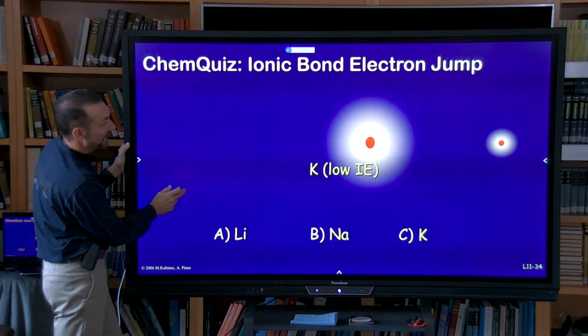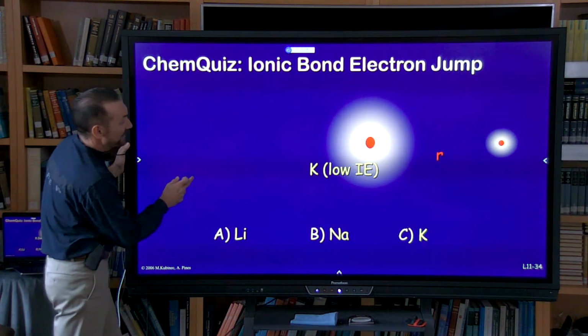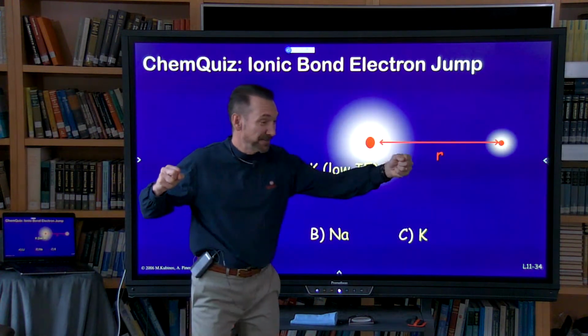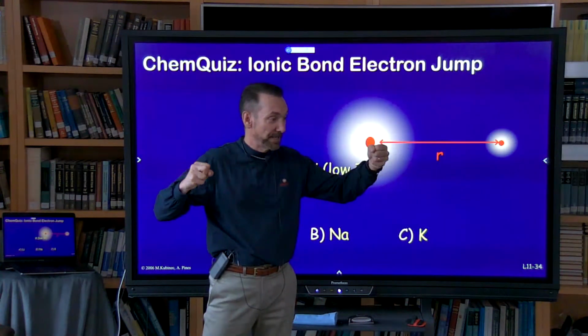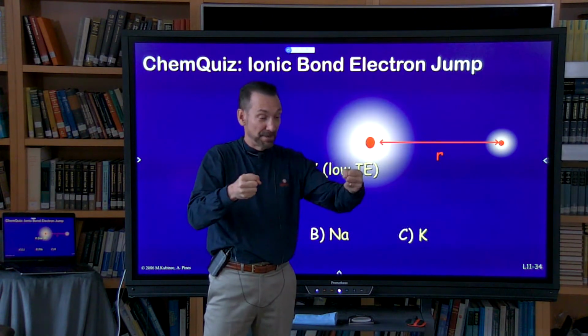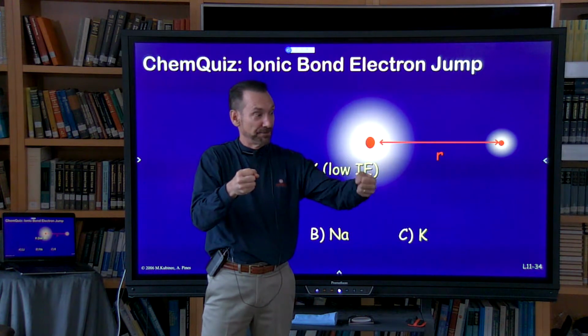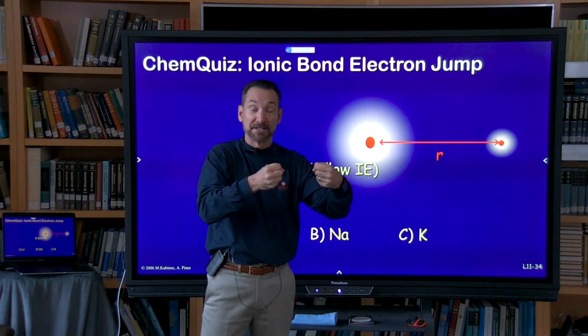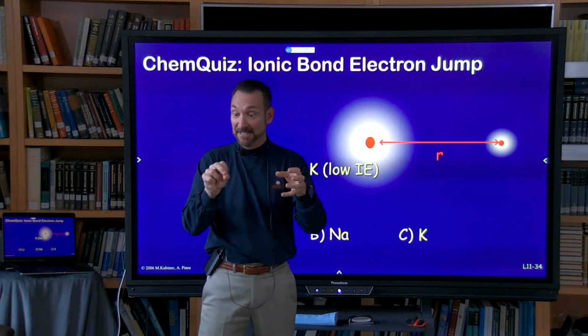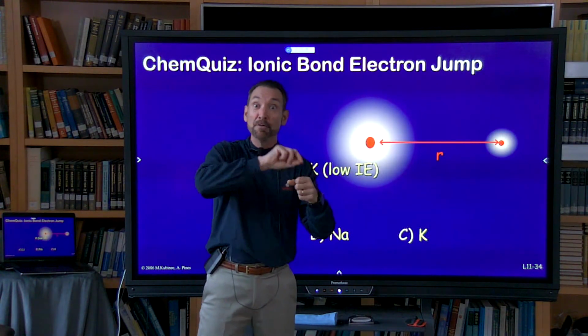So this is going to happen then here. Potassium has the lowest ionization energy. So everything else is about the same. So when they come together, when the electron jumps, then it's just a plus and a minus attracting each other. It doesn't matter whether it's sodium, potassium, or lithium. It's just a plus and minus attracting each other. So that doesn't matter. What does matter is how easy it is then to remove the electron.